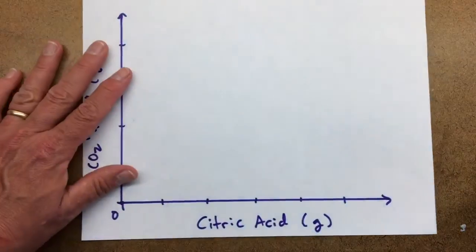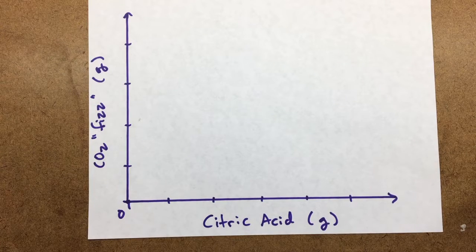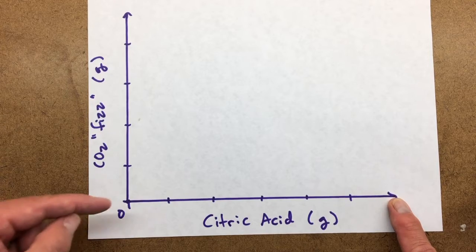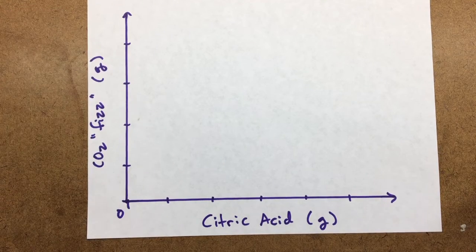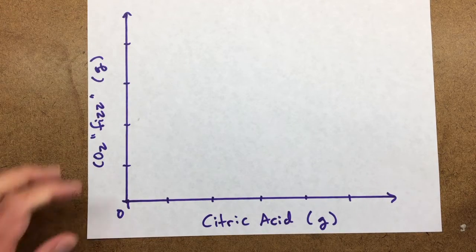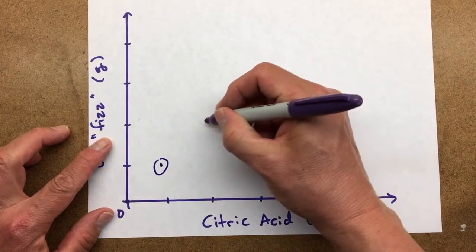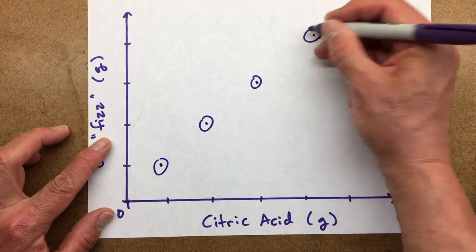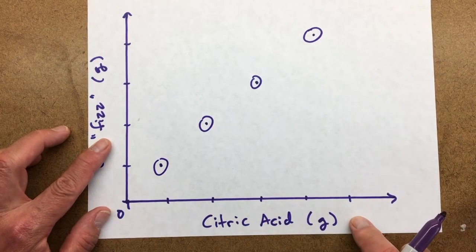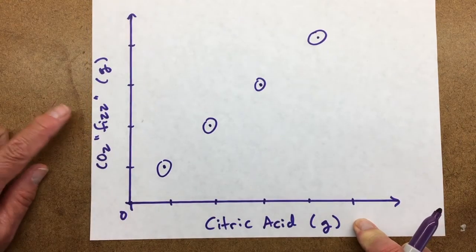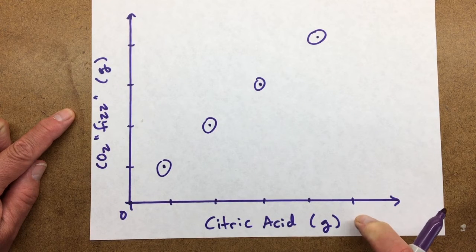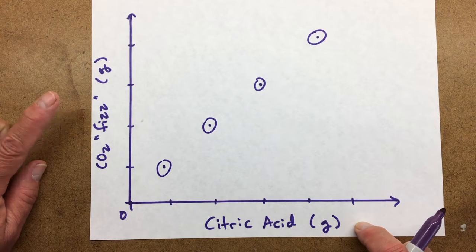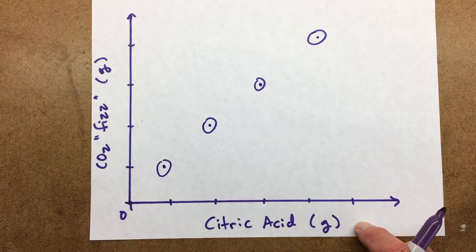So then we took that data and we made a graph. We plotted how much citric acid was used in each reaction and how much carbon dioxide fizz was produced in each reaction. And each point that we plotted had 2 values, one on the x-axis, one on the y-axis. The x-axis down here, the cause, and the y-axis over here, the effect. More citric acid causes more of the fizz to be made.